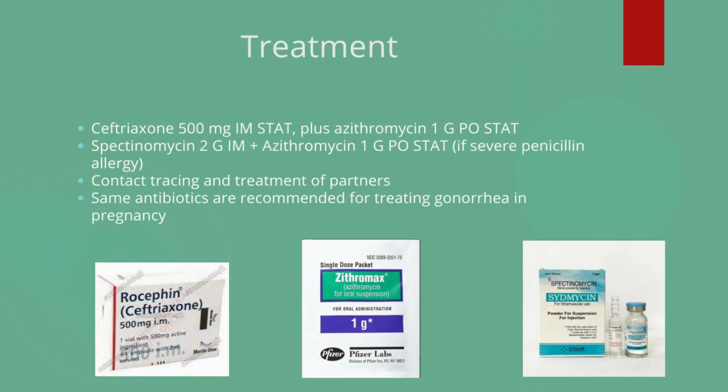The treatment: ceftriaxone 500 milligram IM stat plus azithromycin 1 gram per oral stat. Spectinomycin 2 gram IM and azithromycin 1 gram PO stat if severe penicillin allergy is there. Contact tracing and treatment of partners is very important. The same antibiotics are recommended for treating gonorrhea in pregnancy.